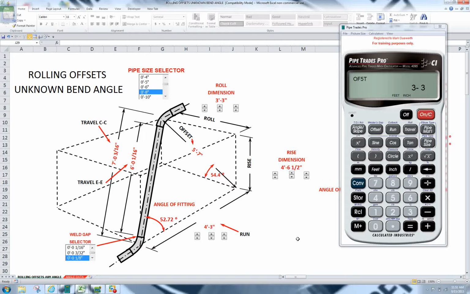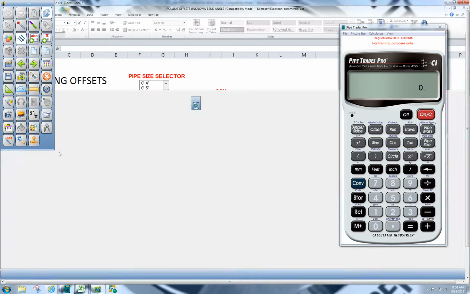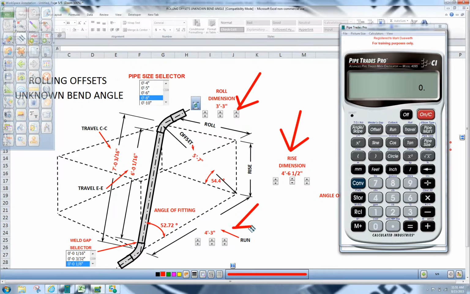How you doing today? Today we're going to explain how to figure a rolling offset with an unknown bend angle. If we look at our parameters, we have the roll at 3'3", the rise at 4'6½", and we know the run. What we're looking for is the angle of fitting. That's our unknown, and our center to center is unknown. Keep in mind we're dealing with 8-inch pipe and a 1/8-inch gap.